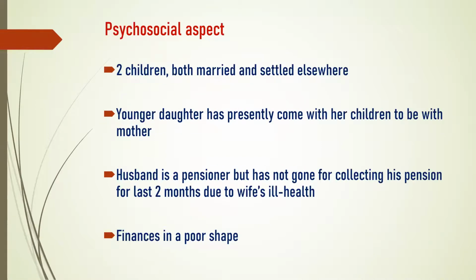Next slide, please. Coming to the psychosocial aspect, she had 2 children, both were married but were settled elsewhere. But the younger daughter had presently returned along with her own children to be with her mother. Her husband is a pensioner, but he had not gone for collecting his pensions for the last 2 months due to his wife's ill health, and the finances were not in a very great shape.